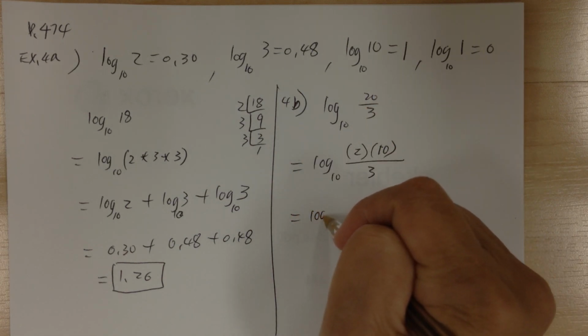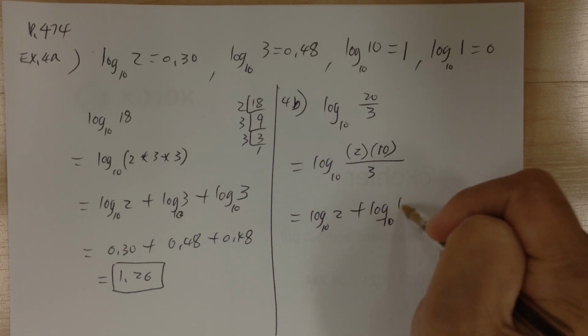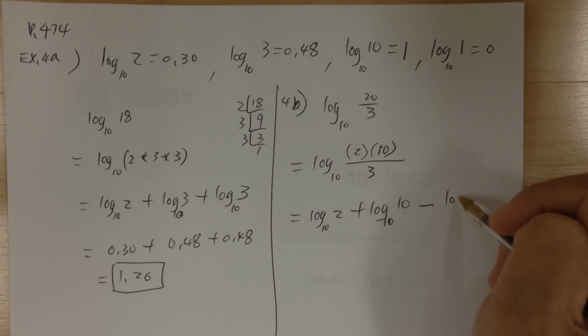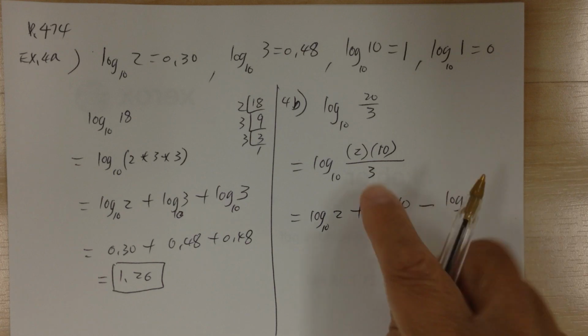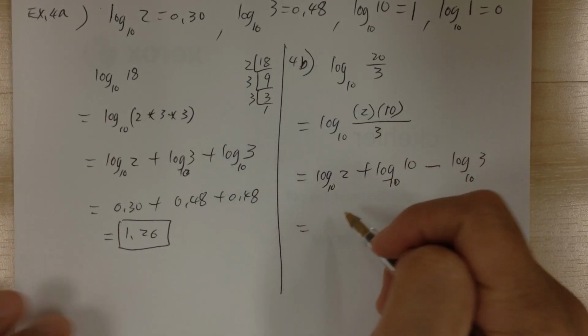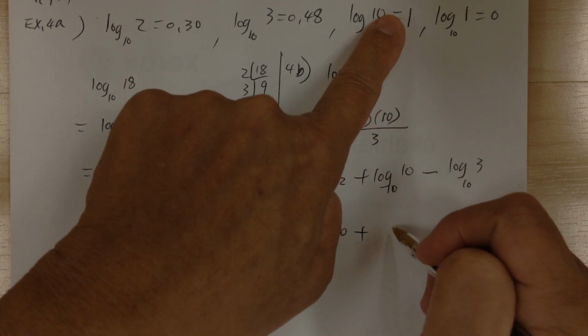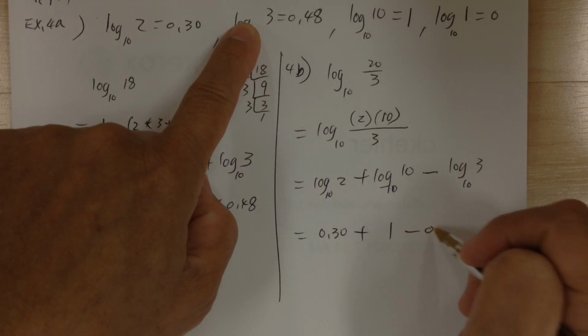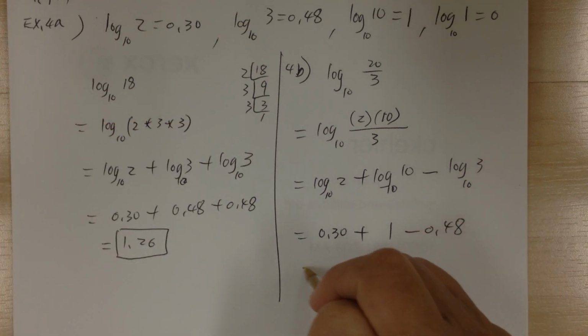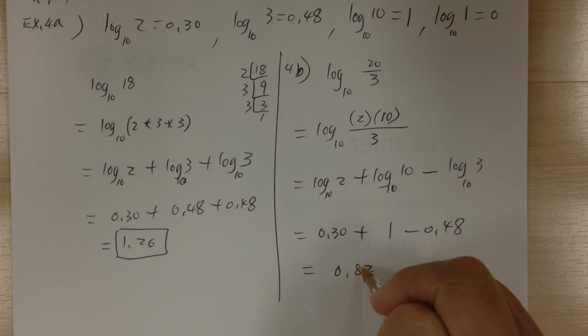So this is equal to log of 2 plus log of 10 minus log of 3. Right? Again, division you have to subtract, right? So now you can evaluate. So this one is 0.30. This one is 1. This one is 0.48. Okay, so when you evaluate, you will get 0.82.